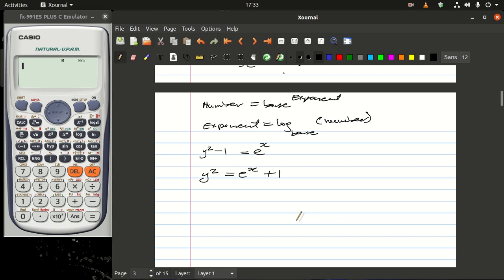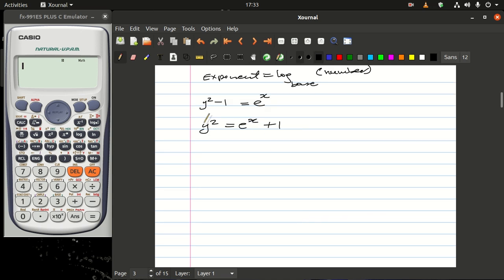Right. Now that we have that one to solve for y, I'm going to take the square root on both sides, and then I'll end up having the square root of e to the exponent x plus 1. Now, if you take a look into this, you will find out that I just took the root.